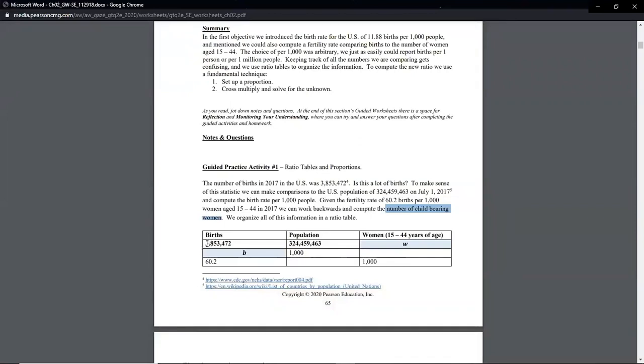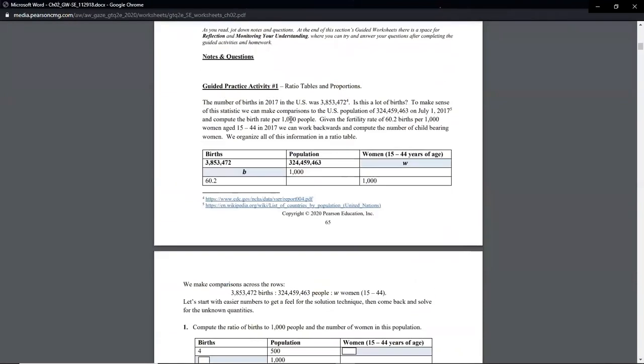So we know there was 3.8 million births for the total population of 324 and some change million people. What we will want to find out ultimately after a little bit is how many women of childbearing age were there, how many births were there per 1,000 people of the regular population, and you'll see that there's no letters in this spot or this spot, so they don't actually want us to find those. But it is 60.2 births per 1,000 people. I'm not saying we can't find them, I'm saying they don't want us to find it.